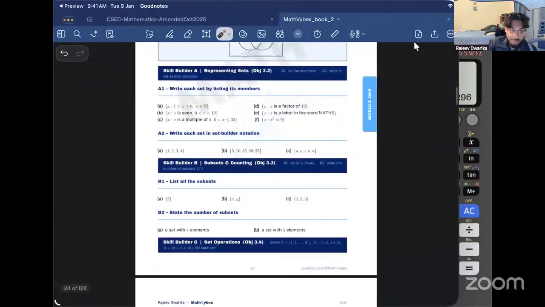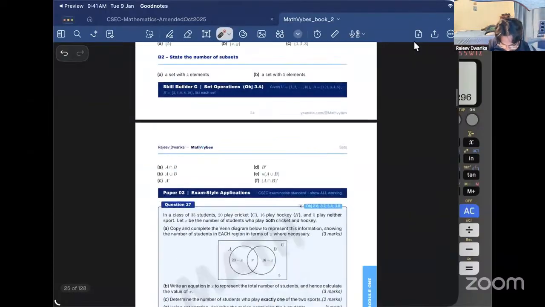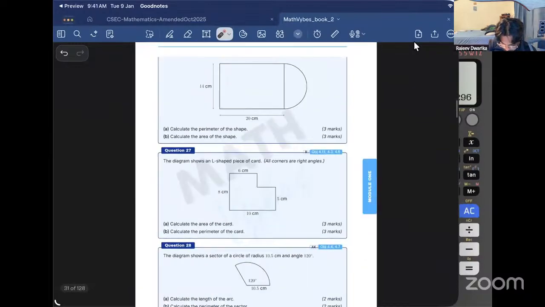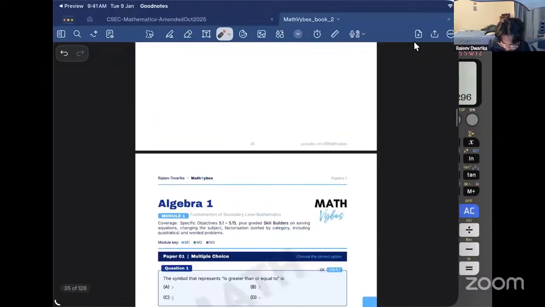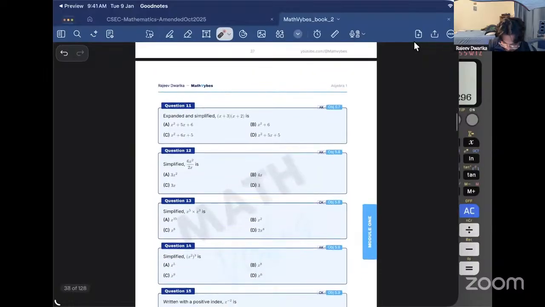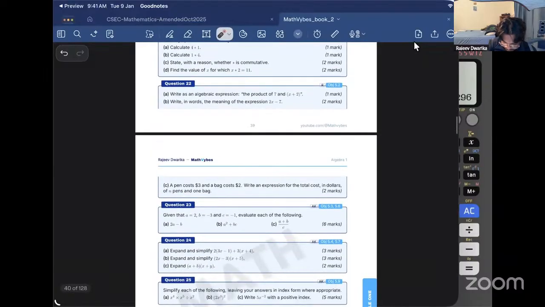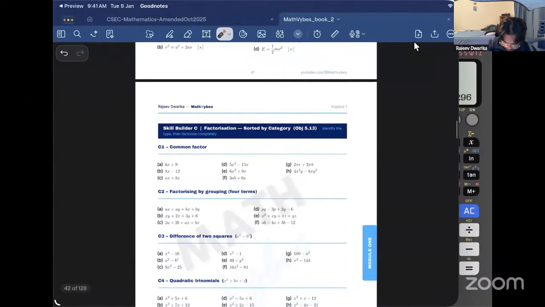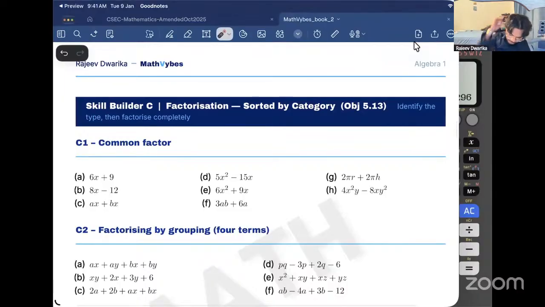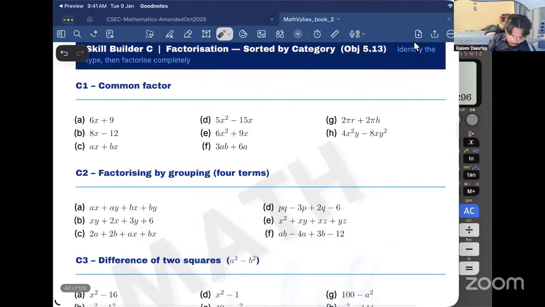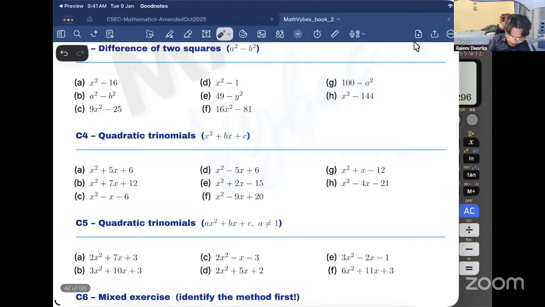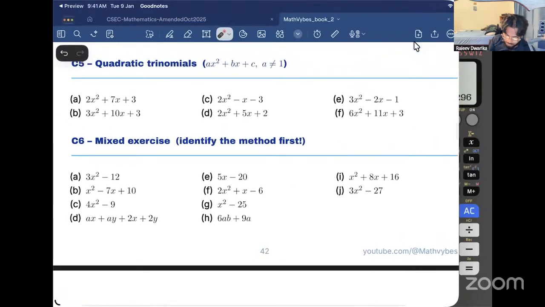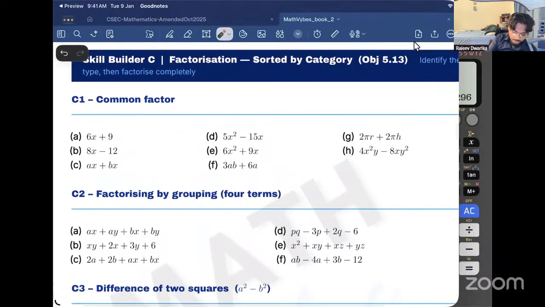So I'll give you a little sneak peek of my book. Right? Where is it? One moment. I should have so many questions here. Factorization. Here we go. Okay. Cool. Let me do common factor.